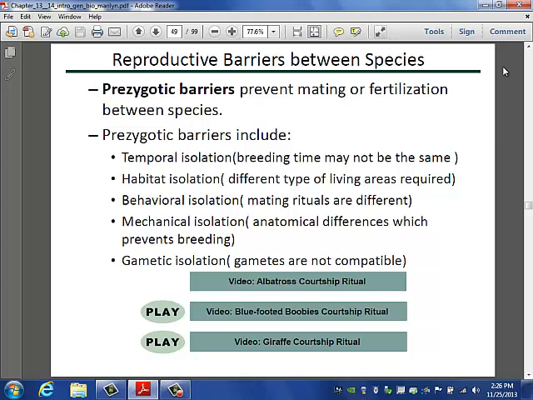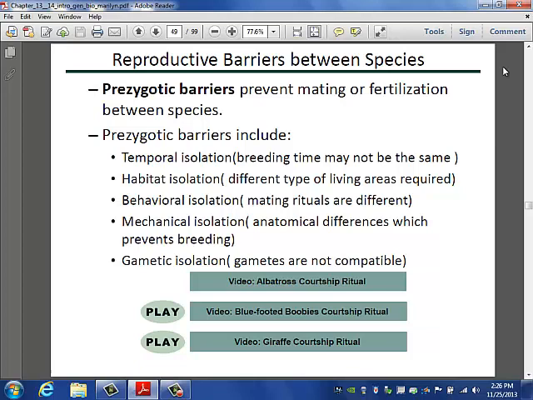So reproductive barriers between species also account for that bottleneck or separation from one species to the next as the years go on. Prezygotic barrier. What's a zygote? That's both words and embryos. So that's during the developmental stages. Prevent mating or fertilization between species. Certain zygotes won't survive with certain genetic material.